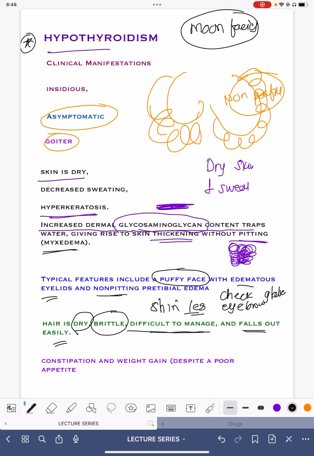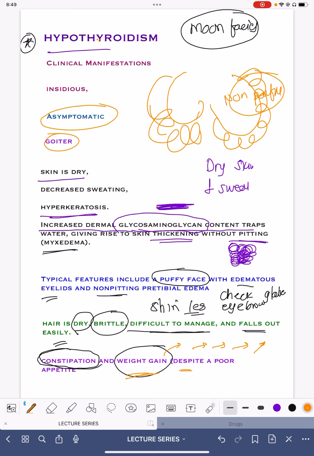The other most important symptom is constipation. These patients very commonly have constipation and weight gain. And weight gain, that too in a scenario where they actually eat very little, maybe only 10 to 20% of a normal person's diet. Even then they will persistently have this weight gain because of the poor basal metabolic rate.